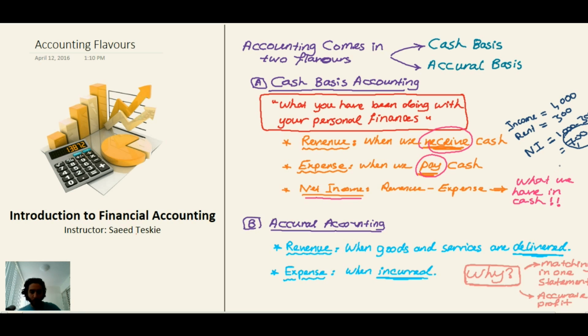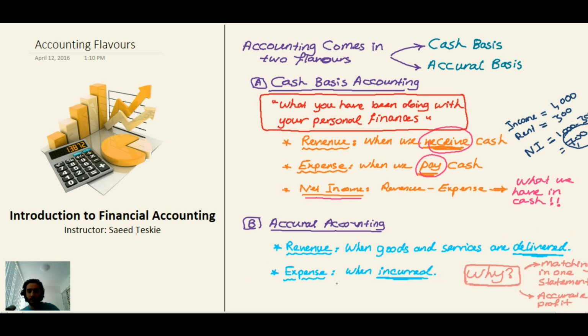But when we talk about accrual accounting, revenue is recognized when goods and services are delivered to the customer, not when the cash is paid by the customer. The customer may pay after 1 month, after 10 days, after 1 week, depending on the credit policy, but we recognize the revenue when we deliver the service or the goods to the customer. And we recognize expense when it is incurred.